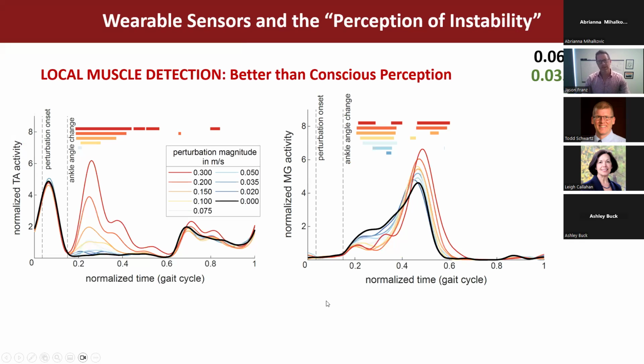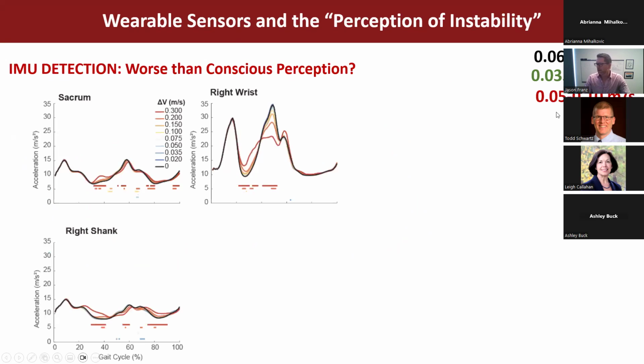And then I'm going to throw in some muscle activations. Local muscle detection with EMG, these reflex activations: it turns out that those local muscles distal in the limb are actually more sensitive than you are to detecting the instability. That makes sense? These are spinal reflex pathways, and theirs are actually really good, at a magnitude of 0.035 to 0.05 meters per second. So those are detecting things quite well.